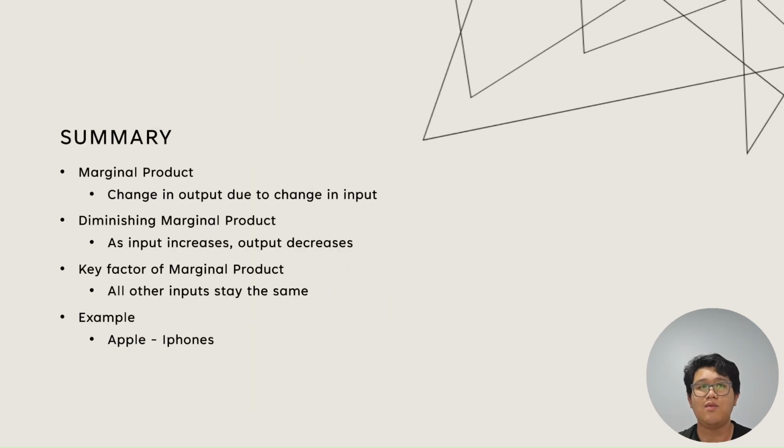In summary, we talked about marginal product and how it is a change in output due to a change in input, diminishing marginal product, and how it states that as that input increases, output decreases. This is all because all other inputs stay the same. And we talked about Apple and their iPhones, how that's an example of that.